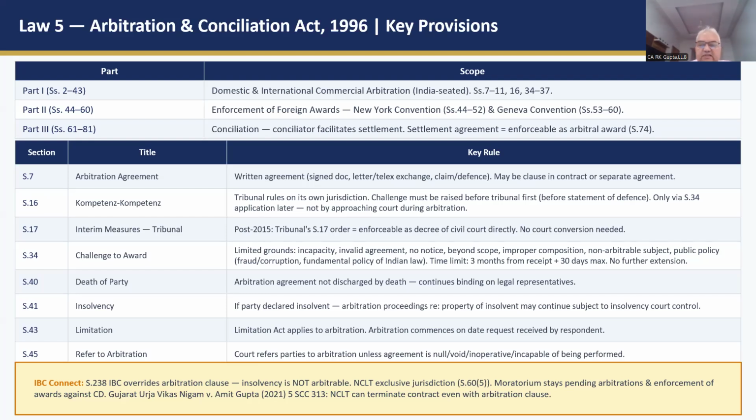Section 238 of IBC says that IBC overrides the arbitration clause and insolvency is not arbitrable. Like we were discussing a few days back also, if a Section 7 application is filed, then the tribunal cannot say that you go to arbitration. So NCLT has exclusive jurisdiction, and the moratorium stays pending arbitration and enforcement of awards against the CD. Okay. In Gujarat Urja Vikas Nigam versus Amit Gupta, it was held that NCLT can terminate a contract even with an arbitration clause.